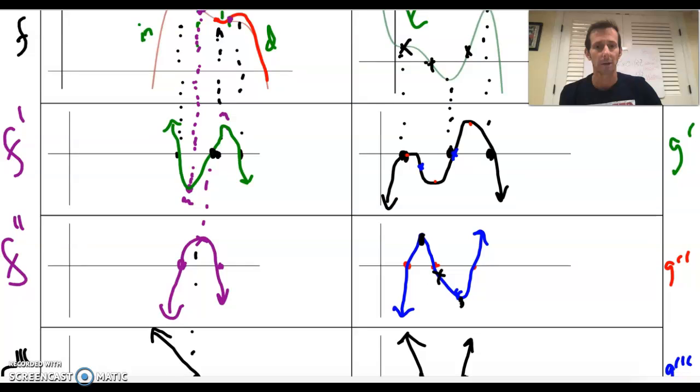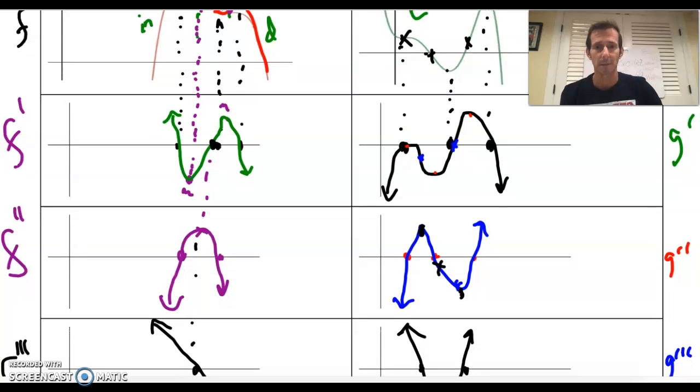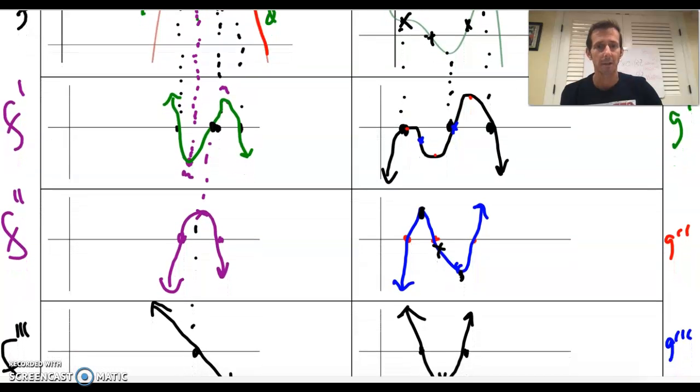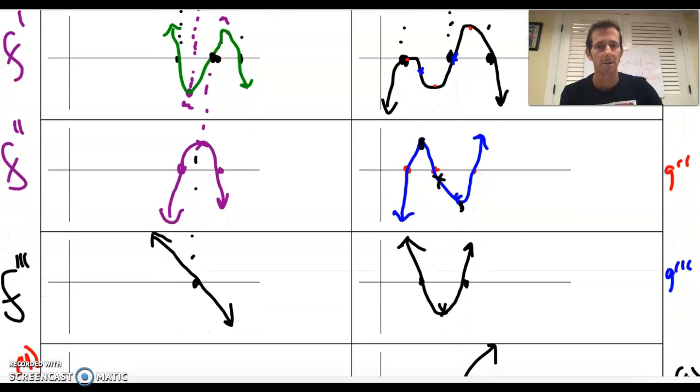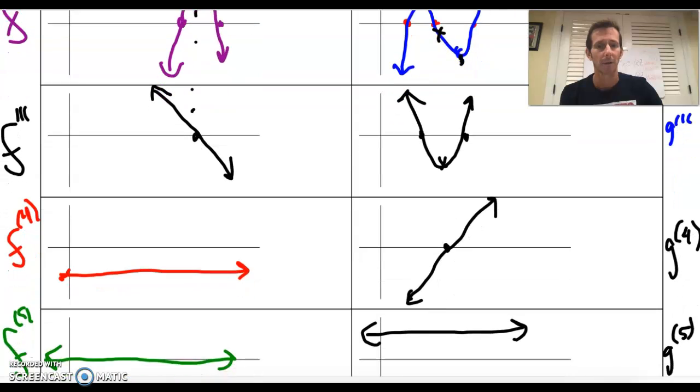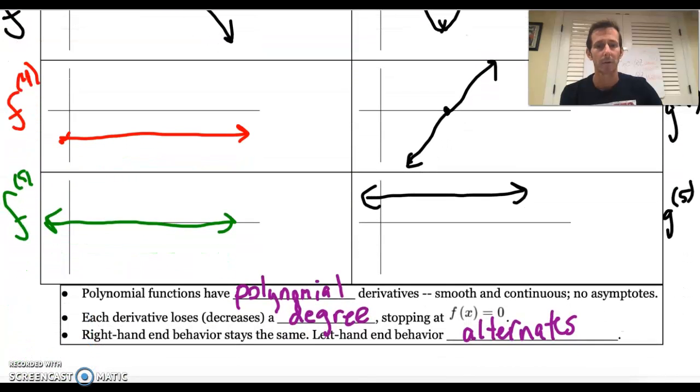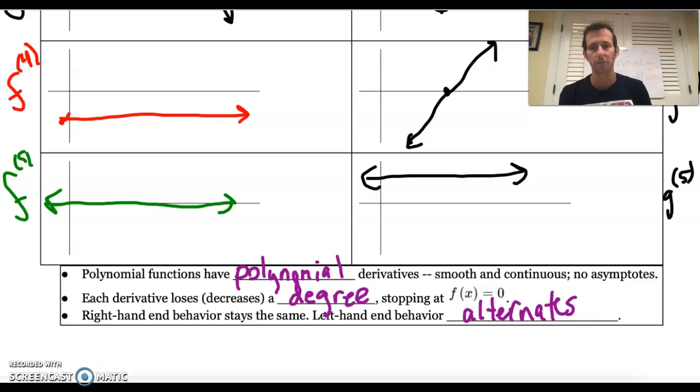All right, so then I went, again, I just kept going. Maxes and mins are zeros. Concavity, points of inflection are where my next derivative has maxes and mins, and I keep working my way down all the way, and I ran out of room. But one thing to point out that you need to know going forward is if you have a polynomial function, the derivative will also be a polynomial. Smooth, continuous, no asymptotes. Notice that as I went down, each derivative lost a degree, stopping at f of x equals 0 because there's no degrees to give anymore.